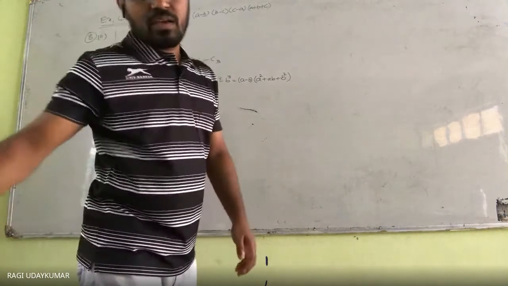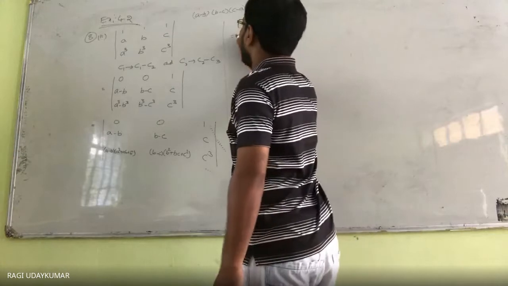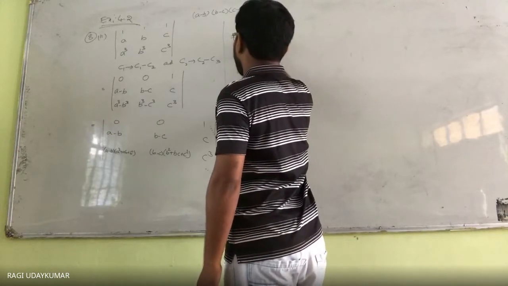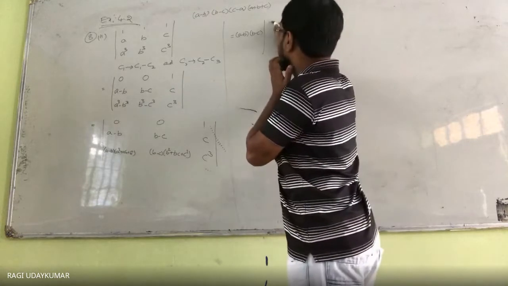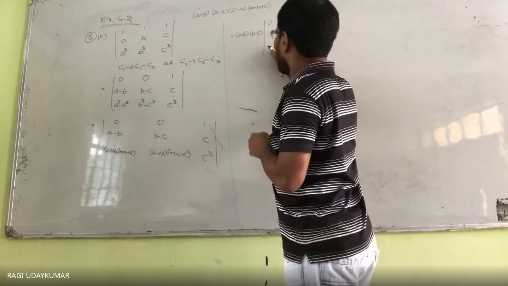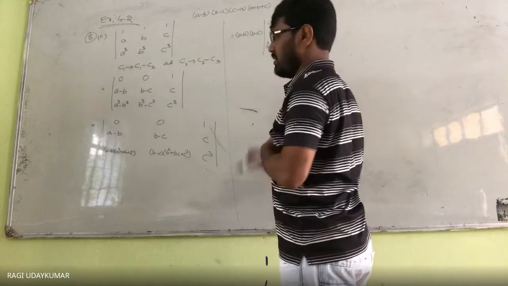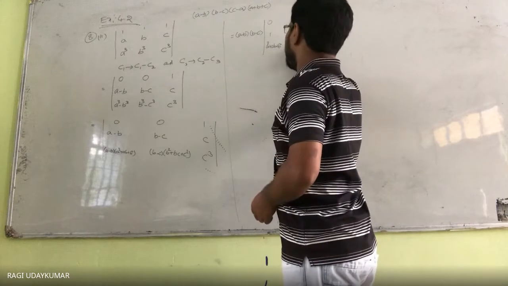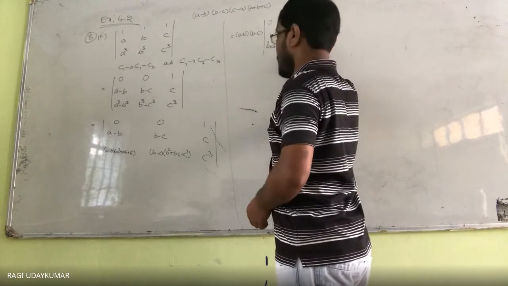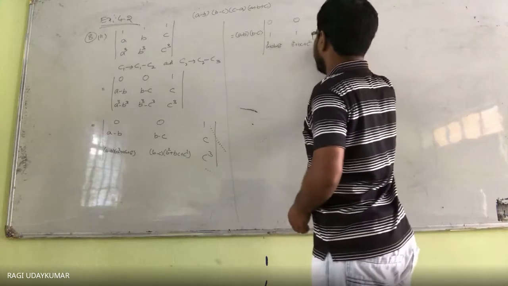Okay. Yes, sir. So from the first column I am taking A minus B, and from the second column B minus C. Then this determinant will transform into 0, 1, and here we are going to get A square plus AB plus B square. Here it is 0, 1, B square plus BC plus C square, 1, C.